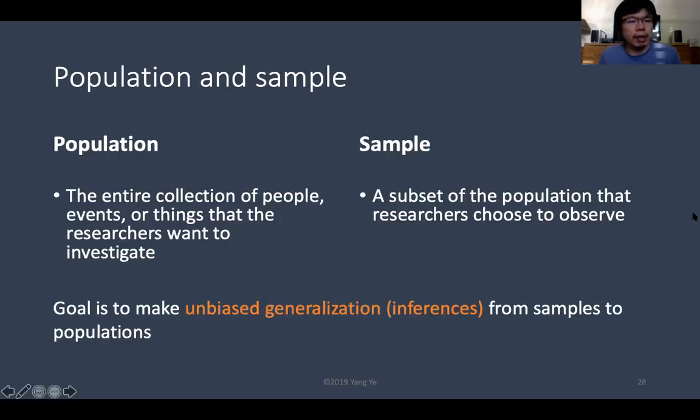Okay? So what we mean by population here is the entire collection of people, events, or things that we want to investigate. Okay? And the sample is just a subset of the population that we choose to observe. Okay? And again, our goal is to try to make an unbiased generalization, or as we call it, inference, from the sample to the population.